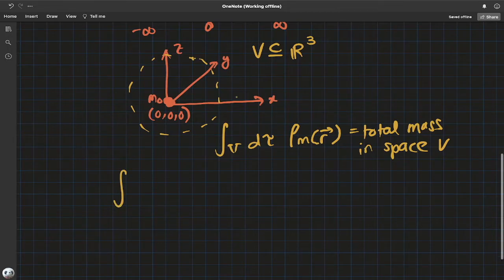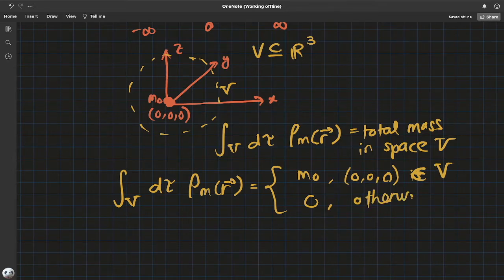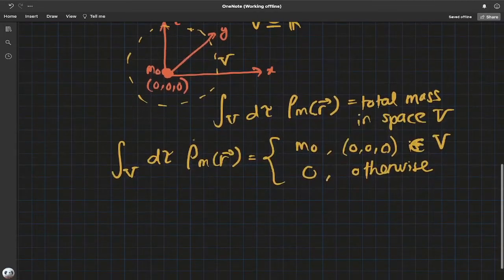So say for a given space V, do a volume integral. We want this equal to m naught, right? So if I write this in a case-wise manner, we wanted m naught when the origin belongs to region V. It's 0 otherwise. Makes sense, right? Because the origin was the singular point where the point mass was.